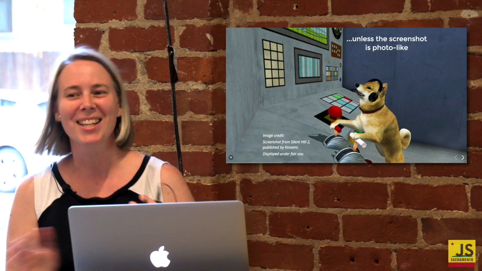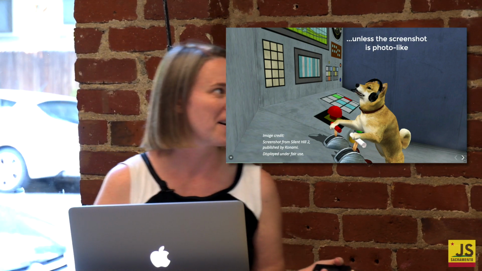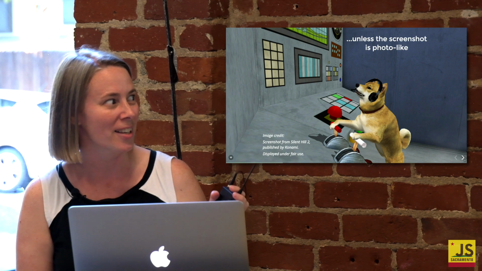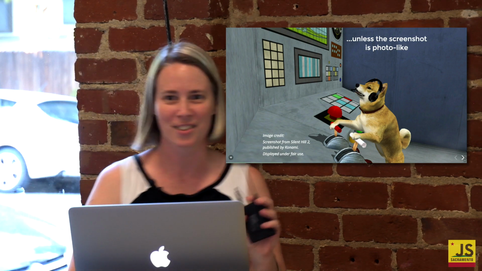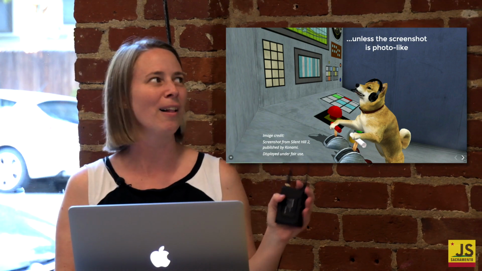So if the screenshot is more photo-like, then you might actually want to use a JPEG instead. This happens to be the secret Shiba ending to Silent Hill 2, that if you do certain actions, you end up finding out that there's a Shiba that was controlling it all.